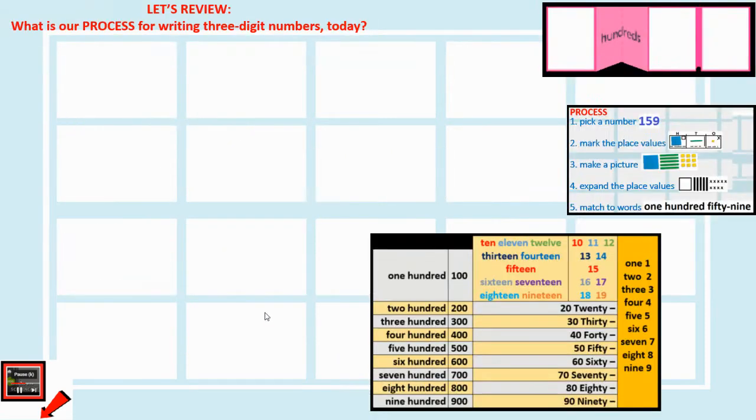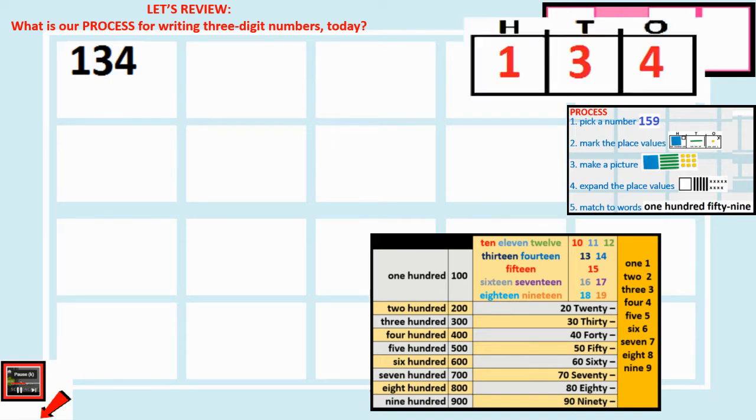So just keep that in mind. Now let's go ahead and do something together. I'm going to do the work today, and you pay attention and just follow along like always. So I'm going to write the numeral 134. I've already picked my number. Now I'm going to mark the place values, the hundreds, the tens, and the ones. So I have 1 hundred, 3 tens, and 4 ones.